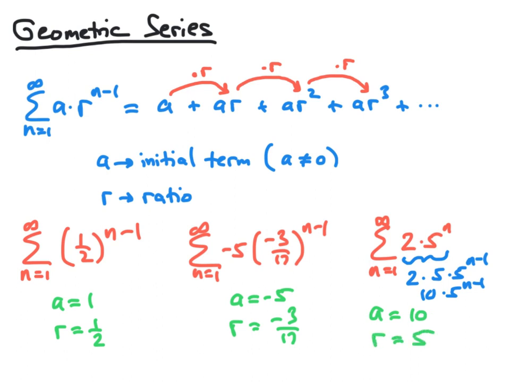As we continue to discuss geometric series, it will be of the utmost importance that in the general term, a times r to the n minus 1, the ratio r is raised to the n minus first power. And so if it's raised to some other power, like in this case where we have 5 to the nth power, we need to first rewrite it so that we have an exponent of n minus 1 in that general term.